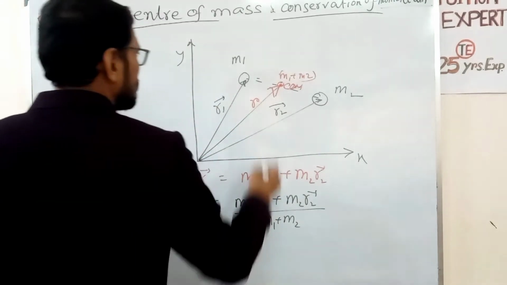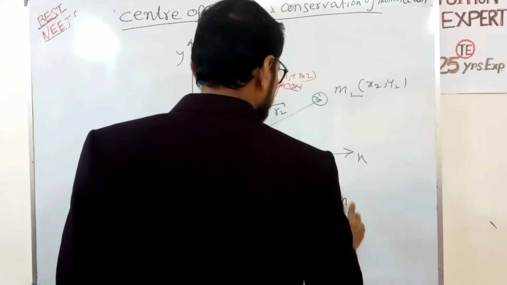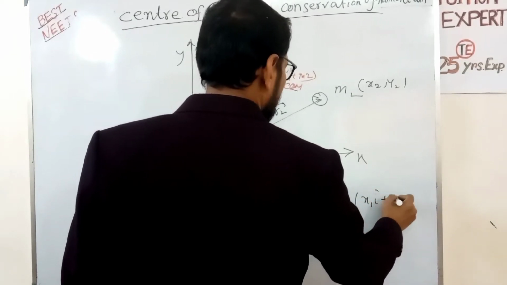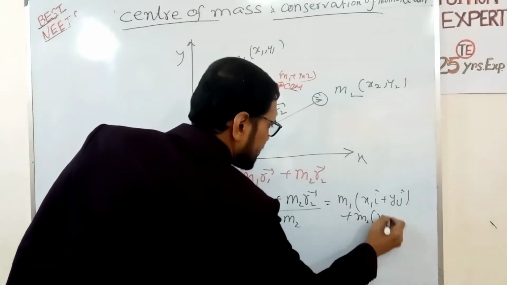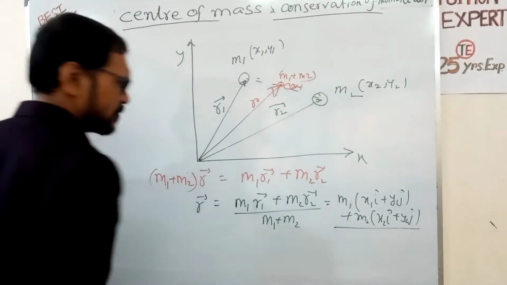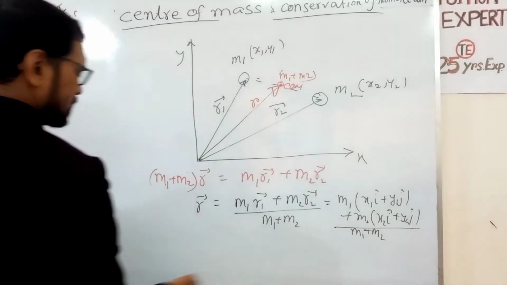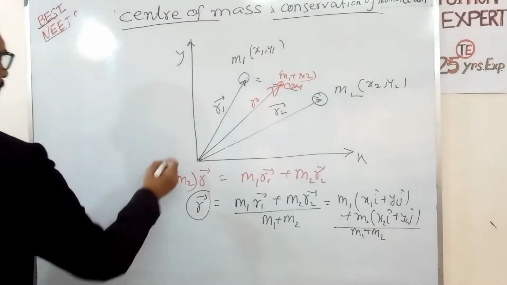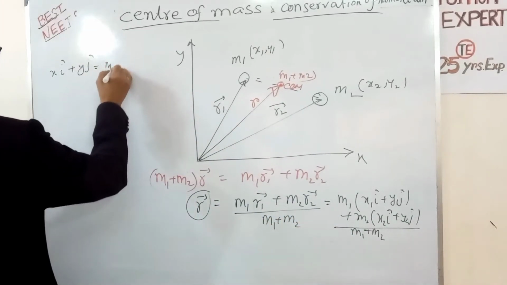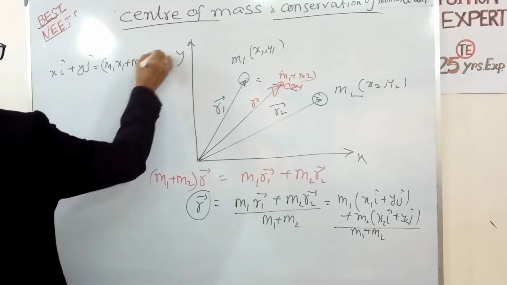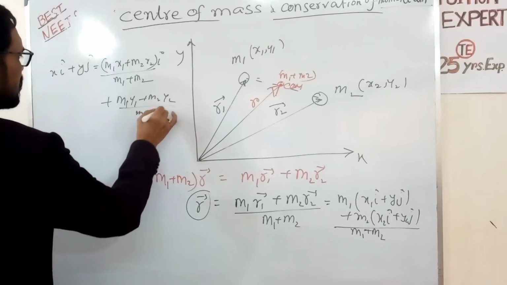Now if the coordinates are x1, y1 and x2, y2, then what is r1? r1 is x1 i plus y1 j, and r2 is x2 i plus y2 j. So r equals m1 r1 plus m2 r2 divided by m1 plus m2. Now r equals x i plus y j, which is equal to (m1 x1 plus m2 x2) divided by (m1 plus m2) times i, plus (m1 y1 plus m2 y2) divided by (m1 plus m2) times j vector.